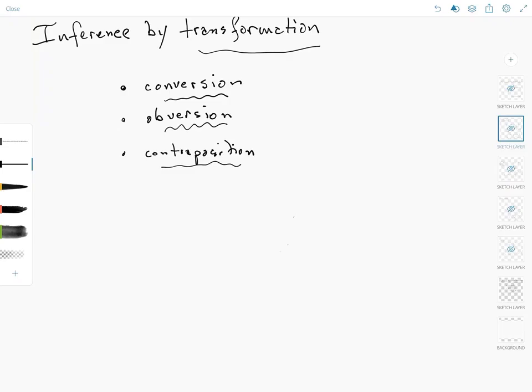Welcome back. Now let's talk about these inferences by transformation from the perspective of validity. What we want to know is whether these inferences are actually valid. In other words, if the premise is true, is it possible for the conclusion to be false? In some cases, it's intuitively pretty obvious that you've got a valid relationship.